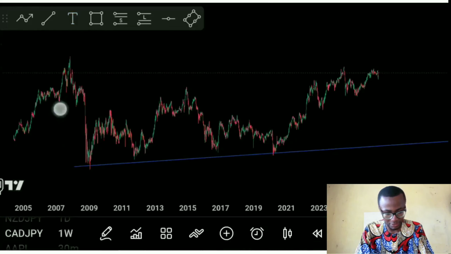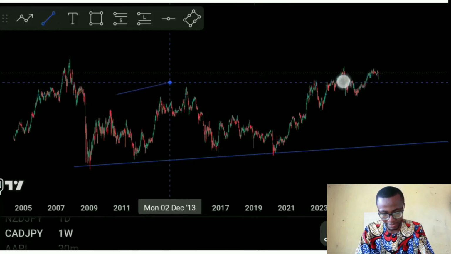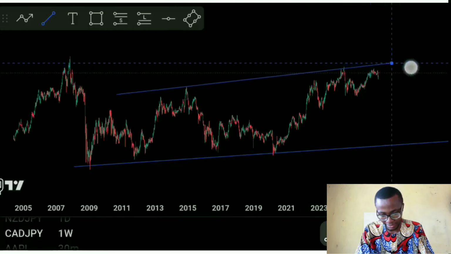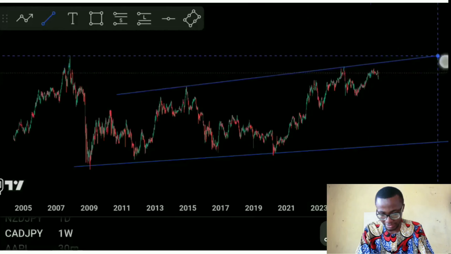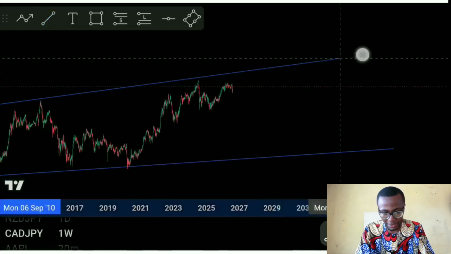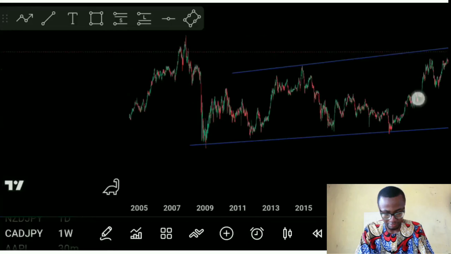Then I'll mark the highs too. This high, I'll mark this high here. Then also mark this high here. So these are the highest highs. Just mark them. From marking them, I will know my trend lines, my trend.